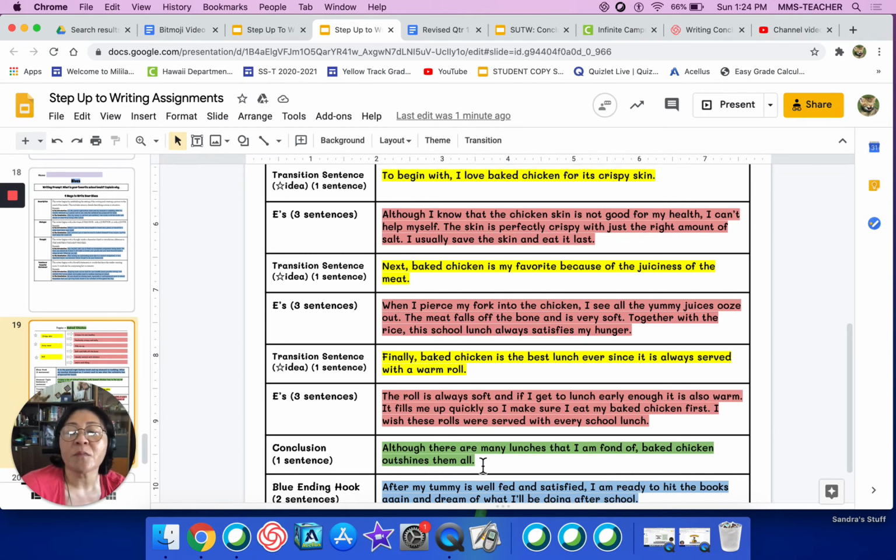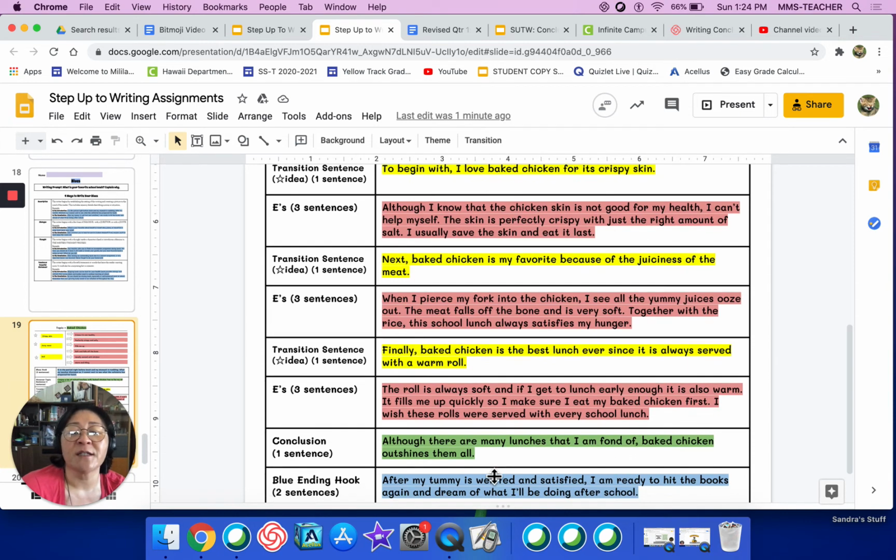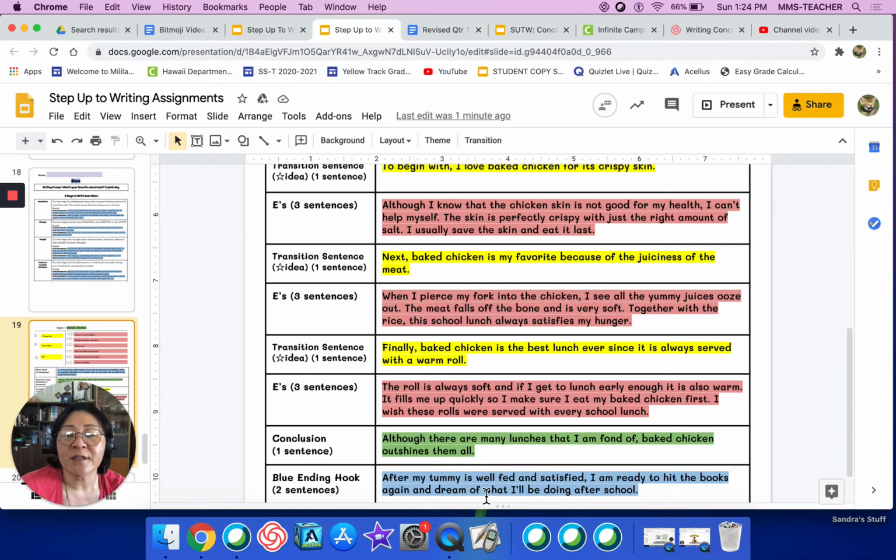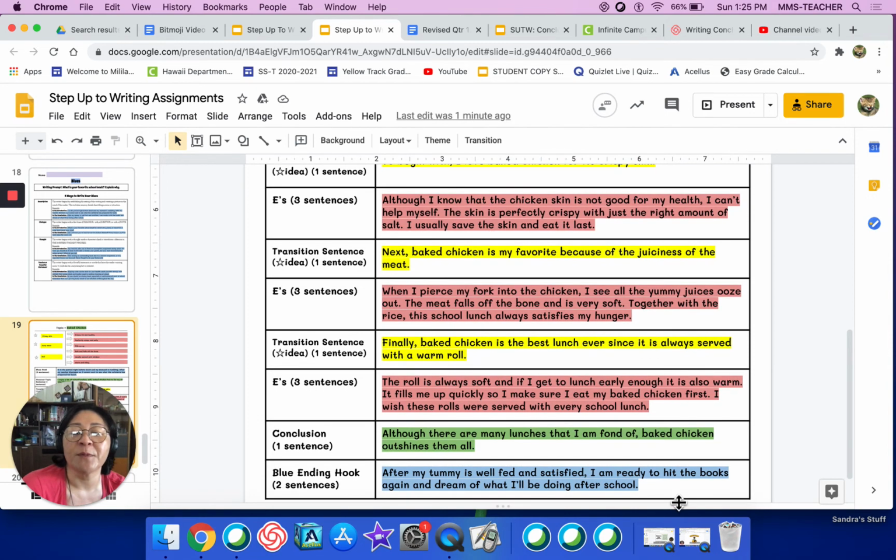Conclusion. Although there are many school lunches I am fond of, baked chicken outshines them all. And here is the blue ending hook. After my tummy is well fed and satisfied, I'm ready to hit the books again and dream of what I'll be doing after school. So this then completes the whole T-chart and the whole paragraph.